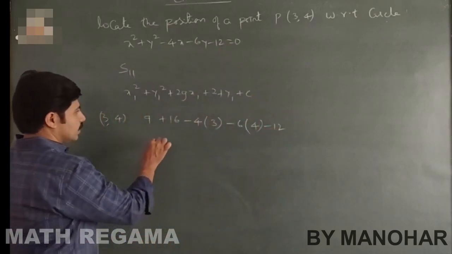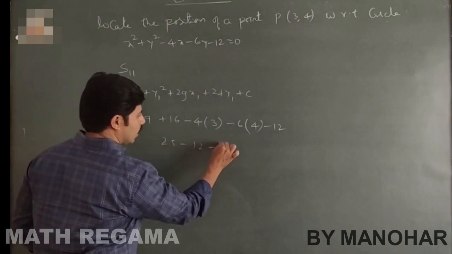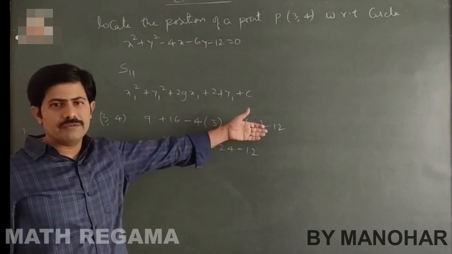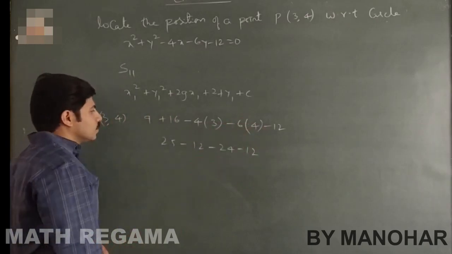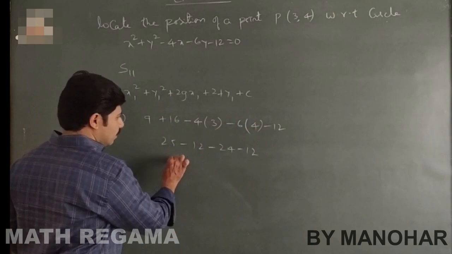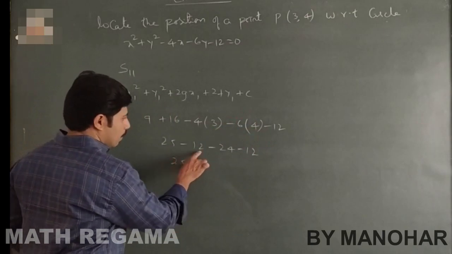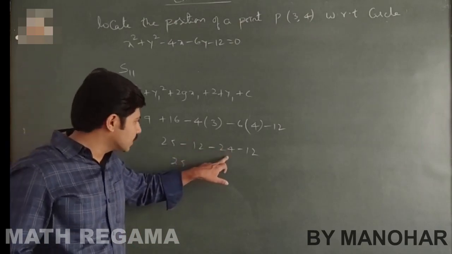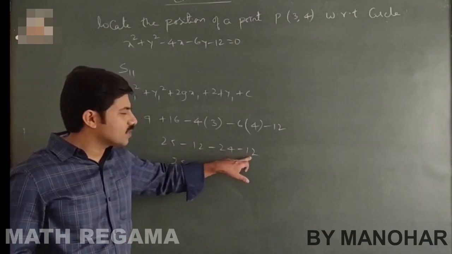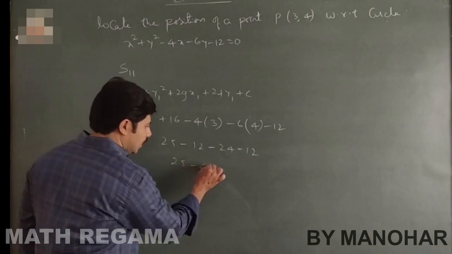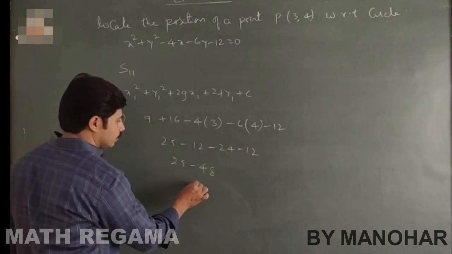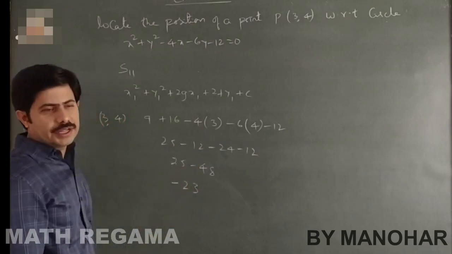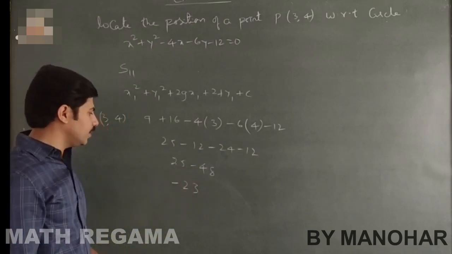So let's simplify this. It is 25 minus 12 minus 24 minus 12. 4 3s are 12, 6 4s are 24 and minus 12 as it is. So 25 minus 12 minus 24 is minus 36. Minus 36 and minus 12 is minus 48. 25 minus 48 is minus 23.